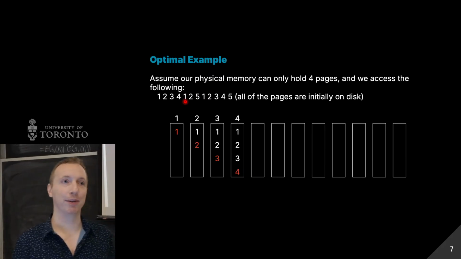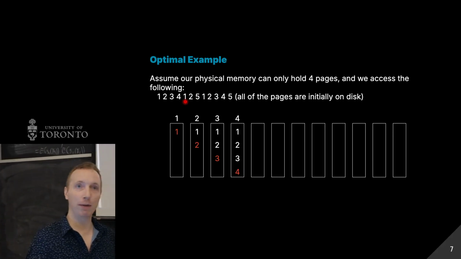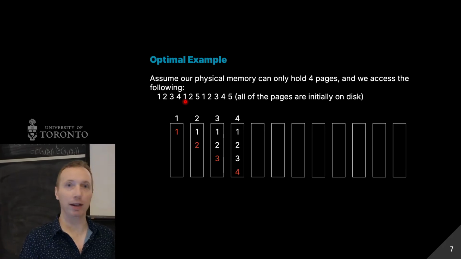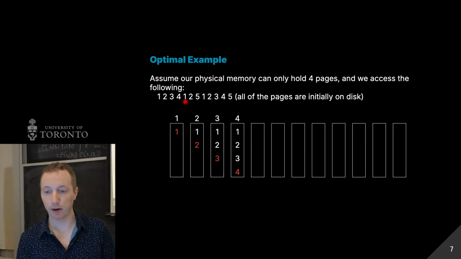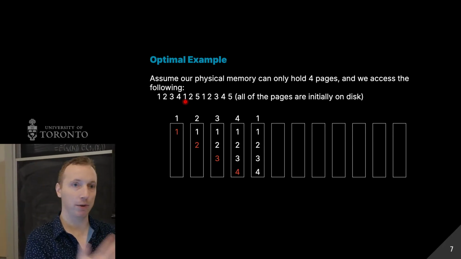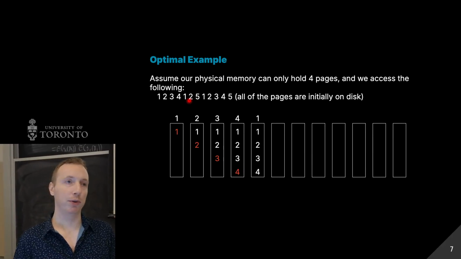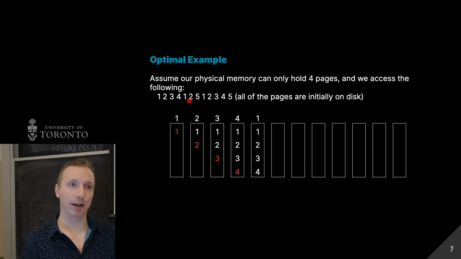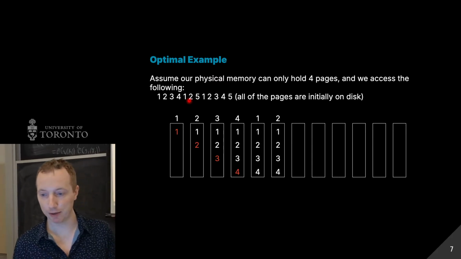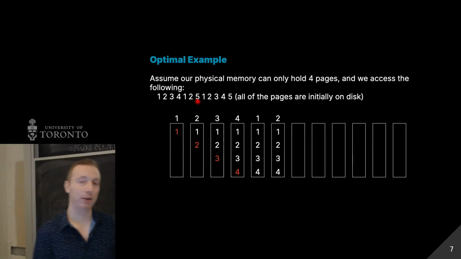What happens? Is it already in memory? Yes, so we don't have to do anything. We don't have to replace anything. It is already in memory, so I just draw them all again. No red, no nothing. We haven't changed anything. Access page 2. That is also a hit, right? I just write out access 2. Nothing happens. Now I access page 5.